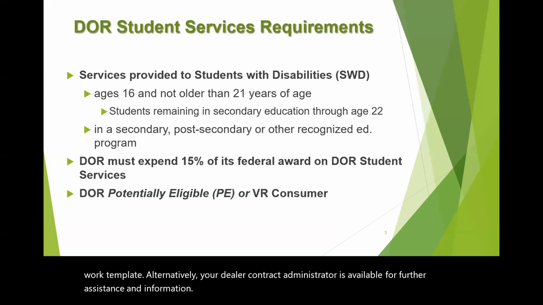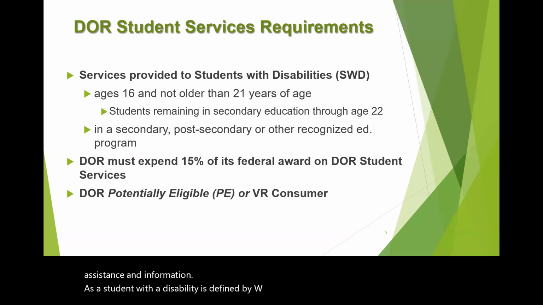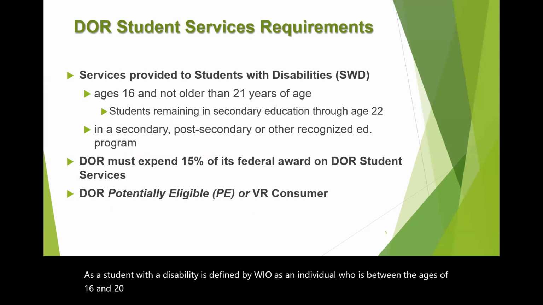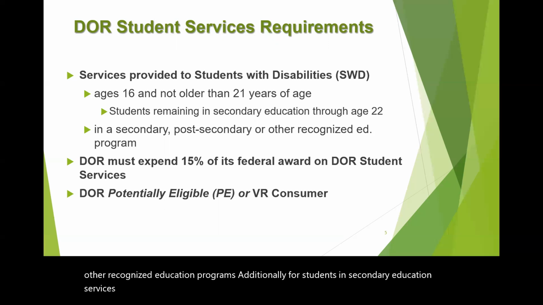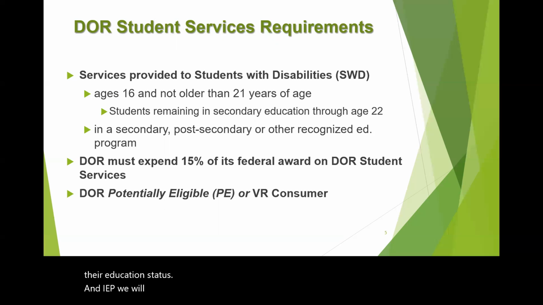As you know, a student with a disability is defined by WIOA as an individual who is between the ages of 16 and 21 with a disability who is currently enrolled or attending secondary, post-secondary, or other recognized education programs. Additionally, for students in secondary education, services may continue past the day they turn 22, depending on their education status and IEP. We will discuss this further in the training.